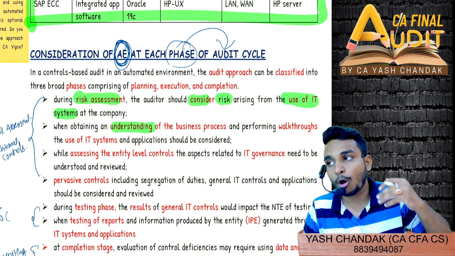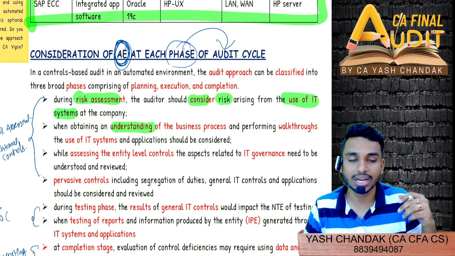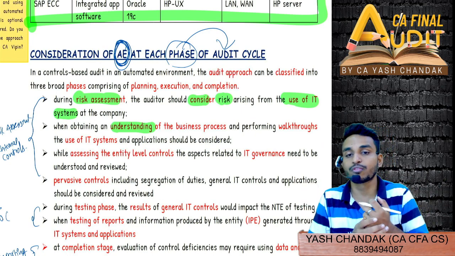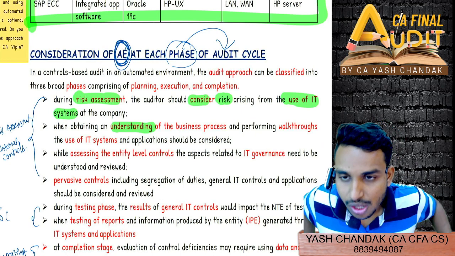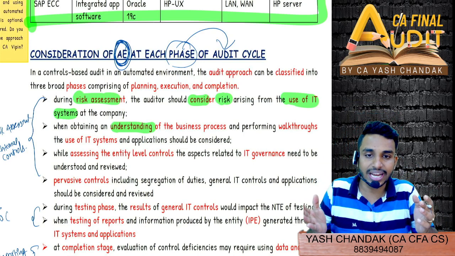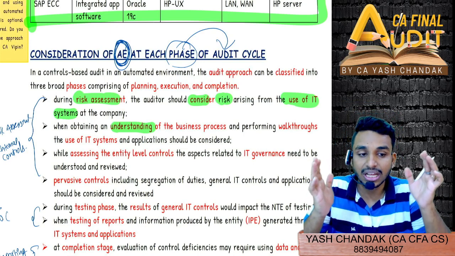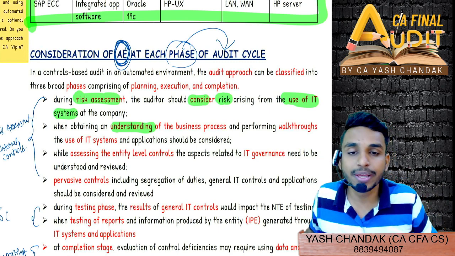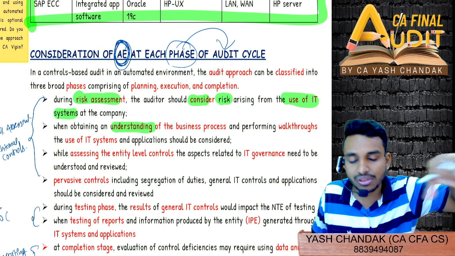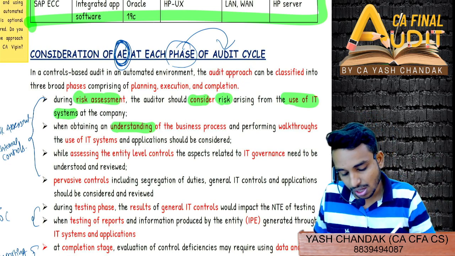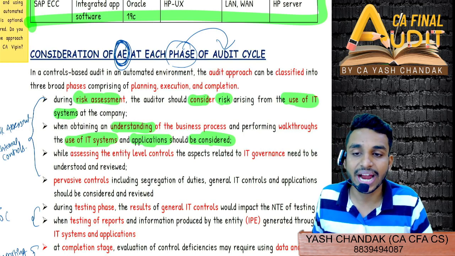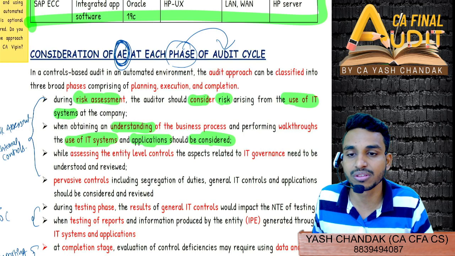Similarly, when you are doing the walkthrough of the process, right? Walkthrough is to understand how the process flow, the business process, everything works. So when you are doing that, you have to assume the IT system involvement also in there. Not just assume, but you have to understand how the IT is helping or smoothing out the process, and is there any deficiency or lacunae in the entire system, IT system in particular. So the use of IT system and application should be considered.